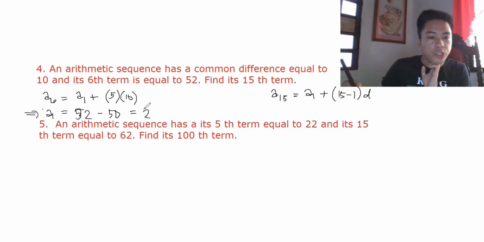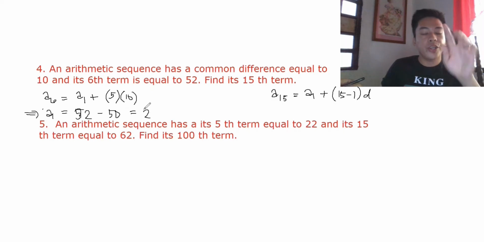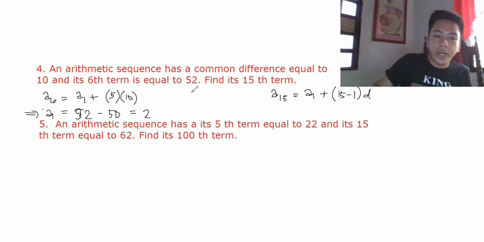Let's double check. A6 is equal to a1 plus 5 times 10. Your 5 is n minus 1. Your n is 6, because you're actually working on the sixth term. The common difference here is 10. So that's it. So your a1 is 2.